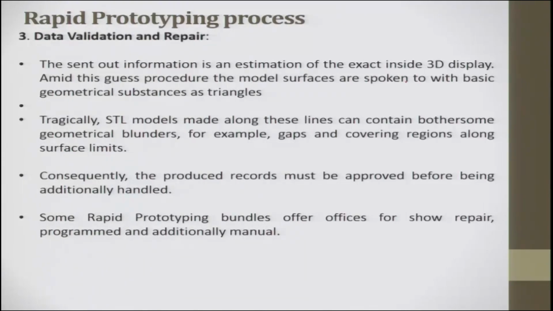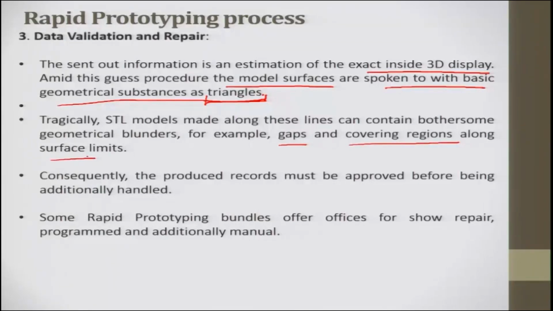The sent out information is an estimation of the exact inside 3D display that we need to produce. Amid this estimation procedure, the model surfaces are represented with basic geometrical entities such as triangles. So all these data points are made up of triangles here. Unfortunately, STL models made in this way can sometimes contain bothersome geometrical errors, for example, gaps and overlapping areas along surface boundaries. Consequently, the produced files must be validated before being further processed.